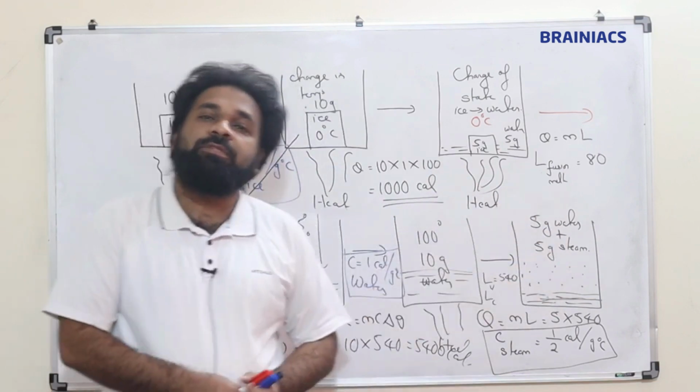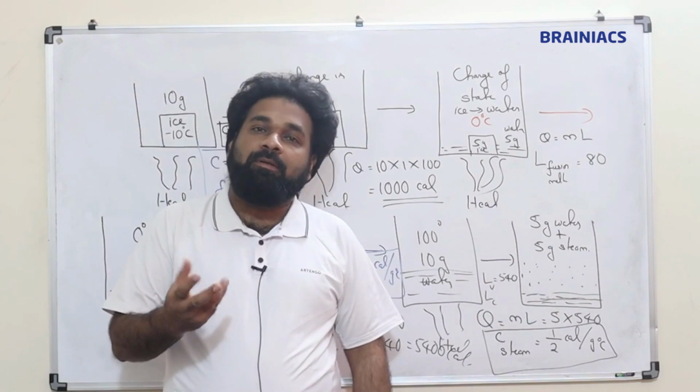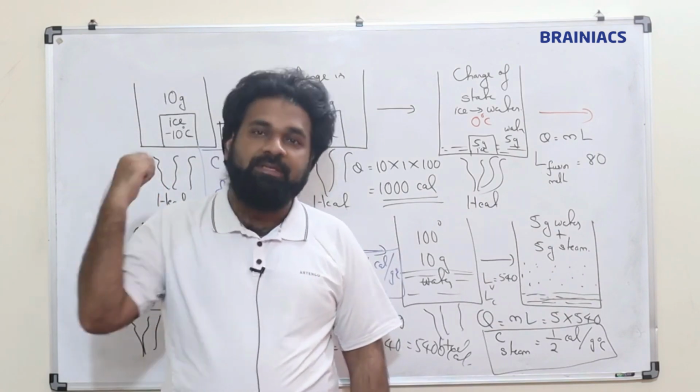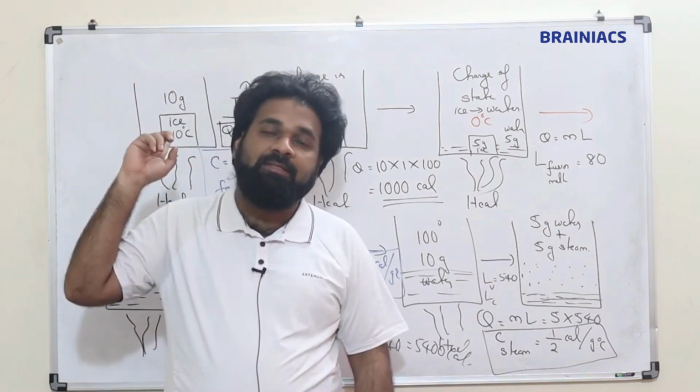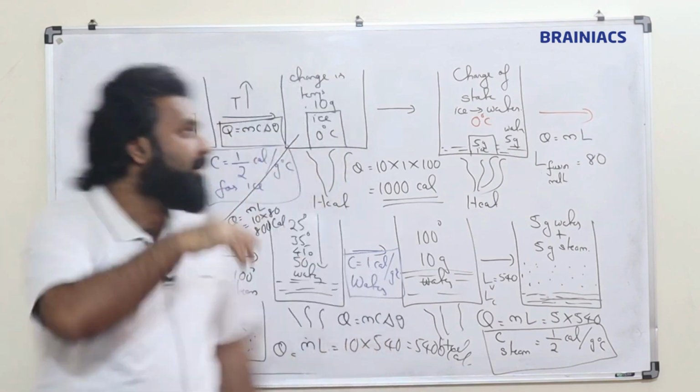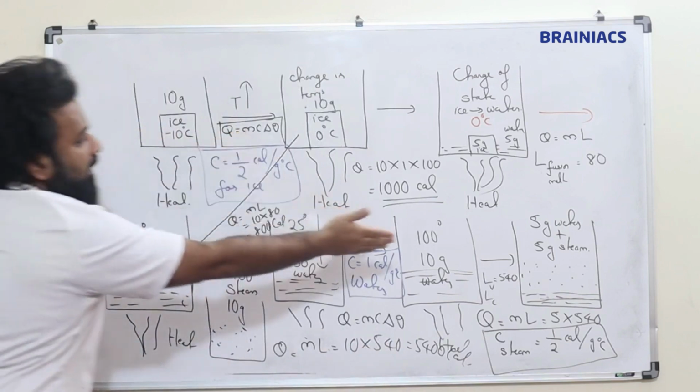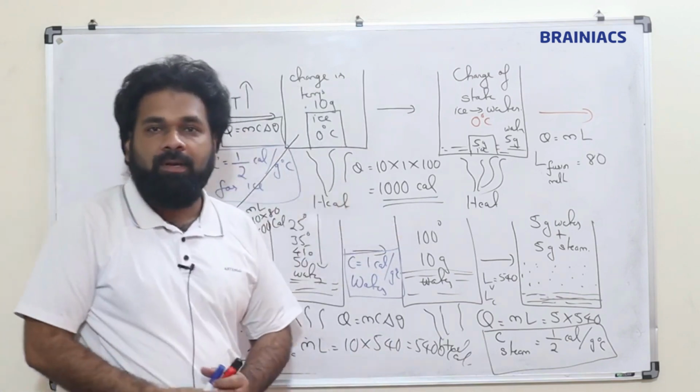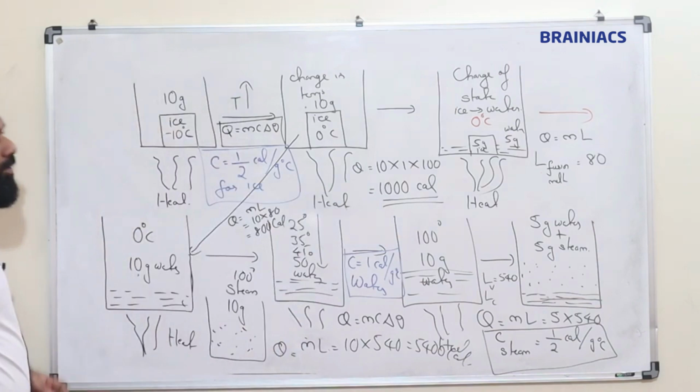Again, for steam to become steam at a higher temperature, again mc delta theta. So the specific heat capacity of steam is 1 by 2 again, just like how we have taken here. There again we can take. Clear? Okay, if there is anything you want to note down, pause the screen and note it down.